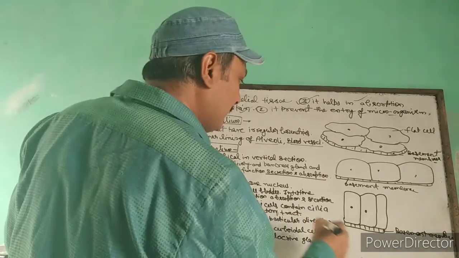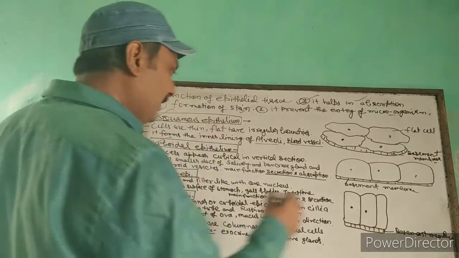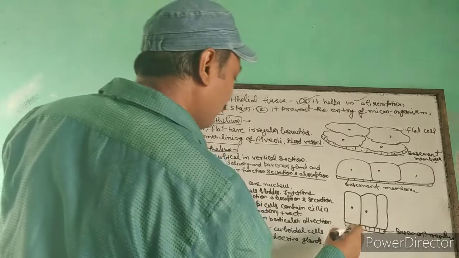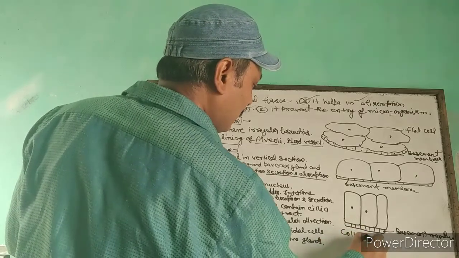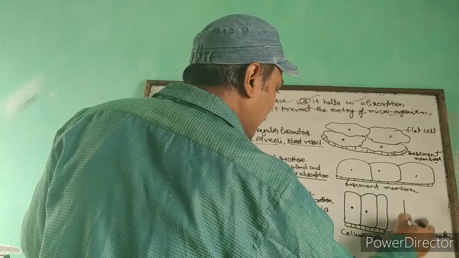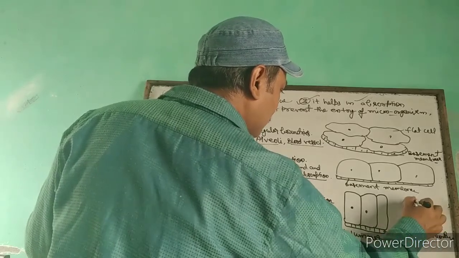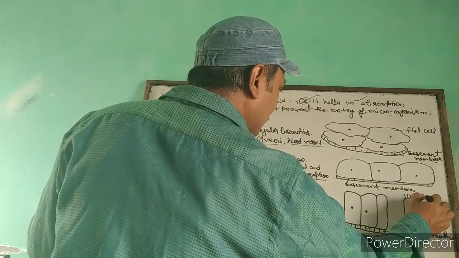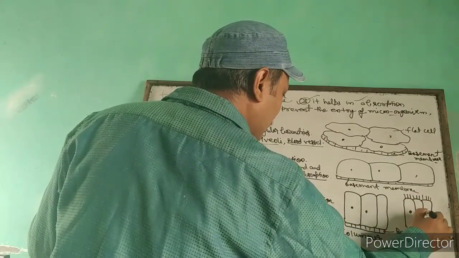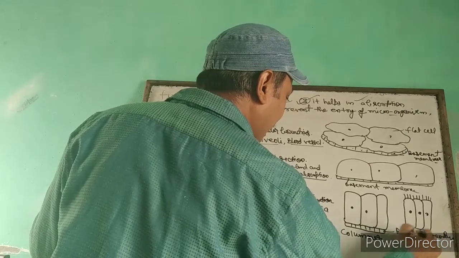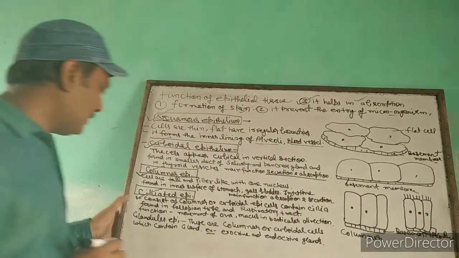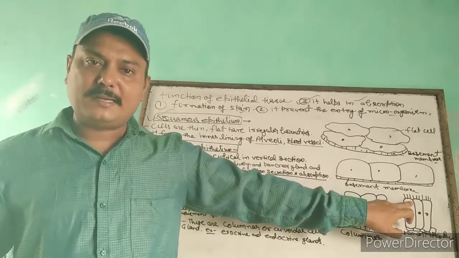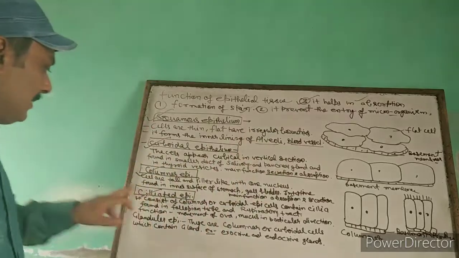Now the diagram of ciliated epithelium. So this is the diagram of columnar. Now this is ciliated. These are the columnar cells, but they contain the cilia inside it. So this is called ciliated epithelium. This is the basement membrane. Ciliated epithelium are the modification of columnar and cuboidal, but they contain the cilia.